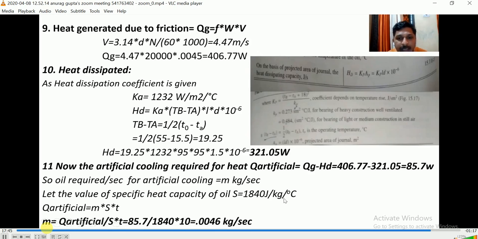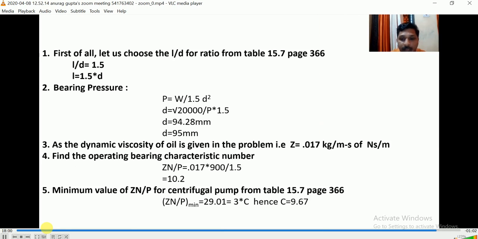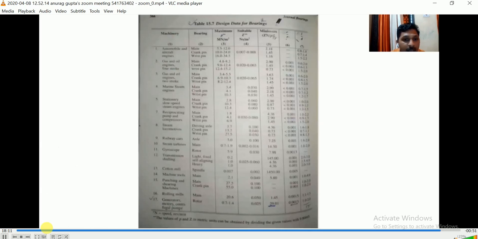Okay, so we have taken heat capacity of the oil as 1840 joule per kg degree centigrade. So by putting this value in this formula, M into S into T, and the temperature difference of the inlet and the outlet oil is 10 degree. It is also given in the problem. If you see in the problem, it is given: if the rise of oil be limited to 10 degrees, that means the temperature difference at the outlet and the inlet of the bearing is 10 degree.